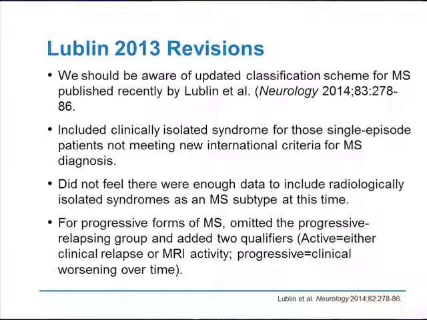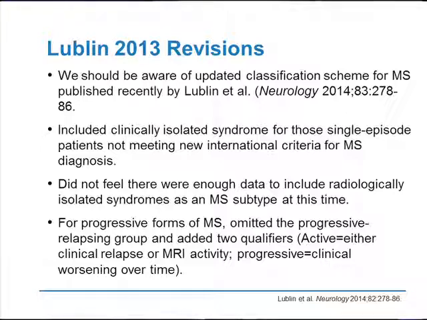And these are patients who don't meet the international classification of MS, but have had a single episode and have some other biomarker that's consistent with demyelination. They didn't feel there was enough data to include radiologically isolated syndromes as an MS subtype at this time, and I'm sure that will be continued to be looked at as there's more epidemiological data.